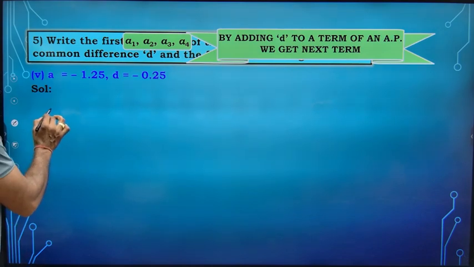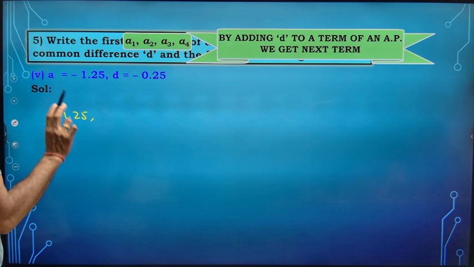So this will be minus 1.25. Then we have minus 1.25.